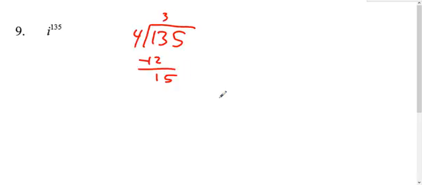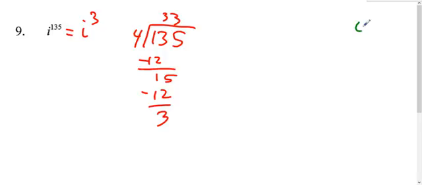So same thing for i to the 135th. You take 135, you divide it by 4. Goes in 33 times, minus 132, you get 3 left over. So it's a remainder of 3, which means it's the same thing as i to the 3rd.